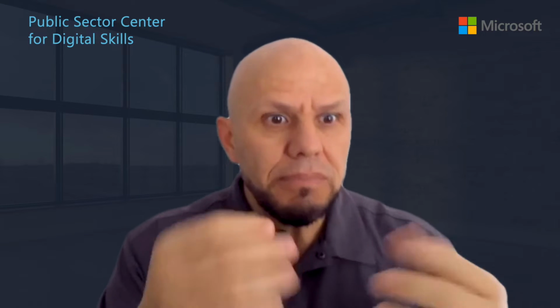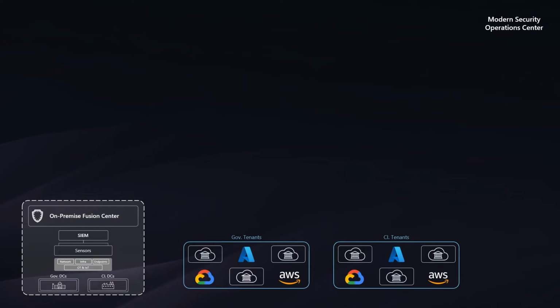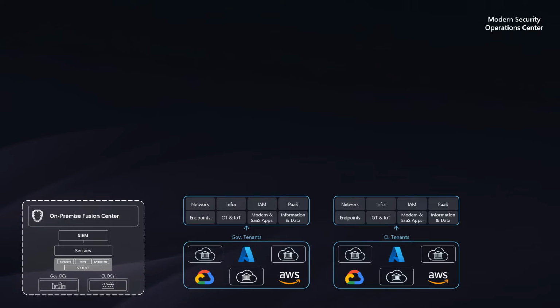In there, you would have some kind of a SIEM, security information and event management system, and you have sensors for your network, for your endpoints, and then you collect data from your government or critical infrastructure data centers into that environment. You also have another side these days, which is a cloud provider environment. And in there, you will have, again, government tenants, critical infrastructure tenants, and then you would have different technology pillars in that infrastructure. So network, of course, cloud infrastructure, identity and access management, PaaS systems, SaaS systems, IaaS, OT, IoT, and IT components.